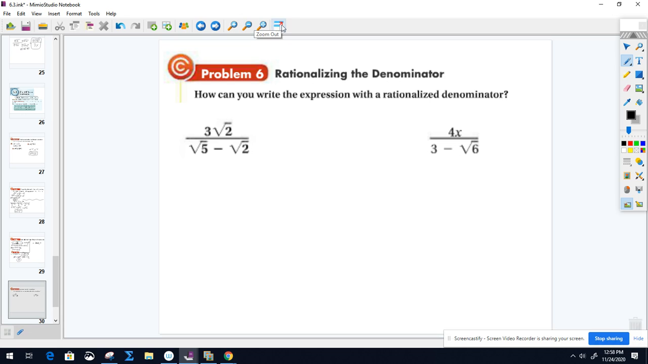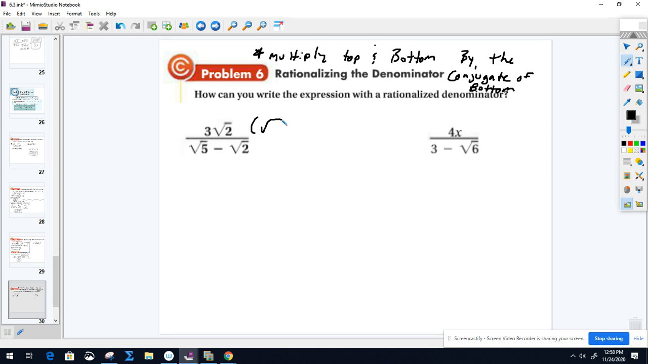Okay, so let's talk about rationalizing the denominator. So this is how you divide. Okay, to divide, we multiply the top and the bottom by the conjugate of the bottom. So what's the conjugate again? All I do is change that middle sign. So I'm going to multiply top and bottom by square root 5 plus square root 2.